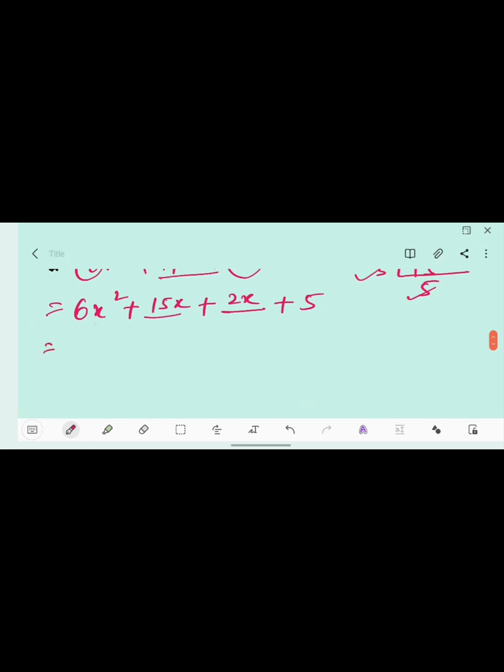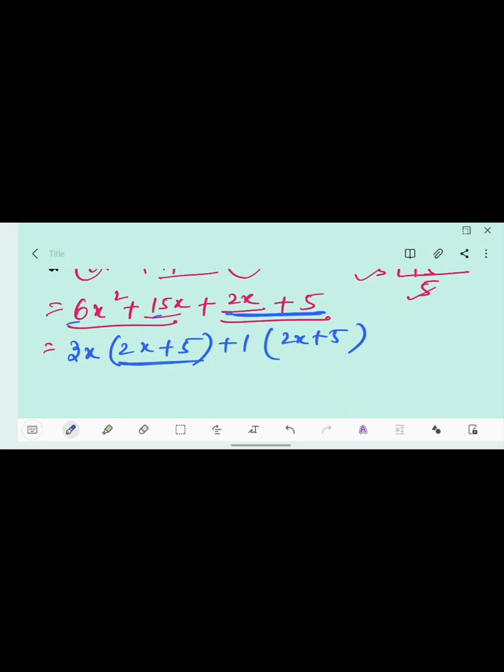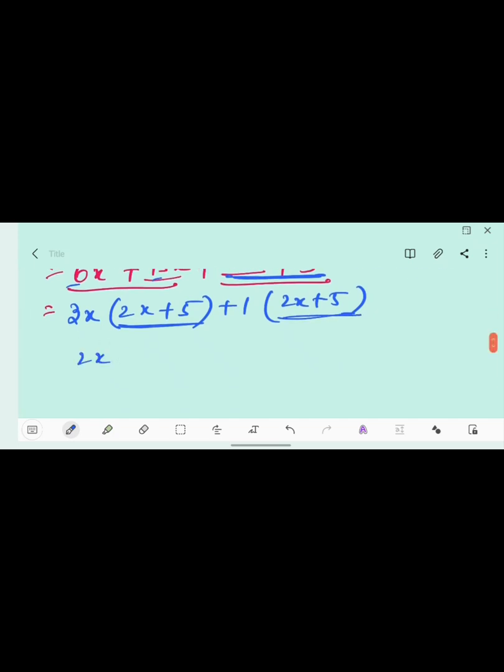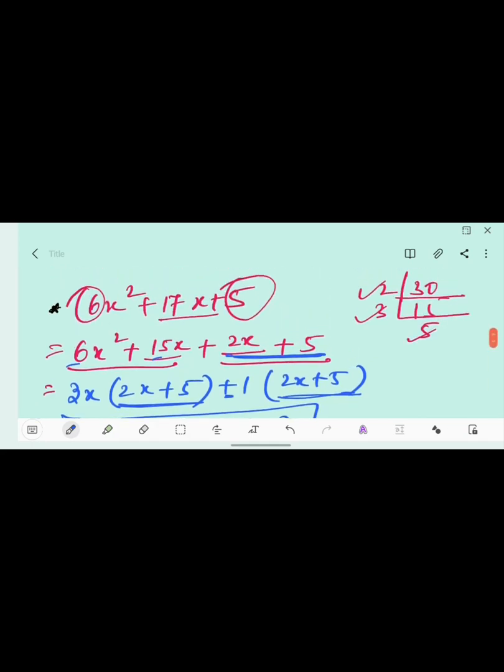Now the rest is grouping. So this is the first group and this one is the second group. Now what is taken common here? For 6 and 15 the HCF is 3, and for x square and x it is x. So 3x(2x plus 5), since 3 twos are 6 and 3 fives are 15. Plus, from here you can take only 1 as the common factor, so it gives 2x plus 5. Remember, whatever you get in this bracket, the same expression you should get in the other as well. Now the common factor is (2x plus 5), because the sign of separation is plus, and what is left is (3x plus 1). So this is the final factorization of the given quadratic trinomial.